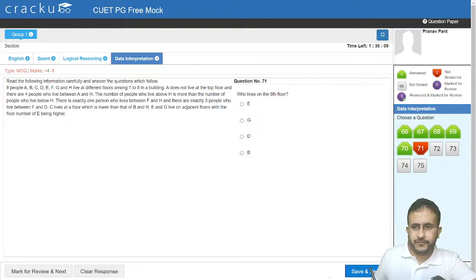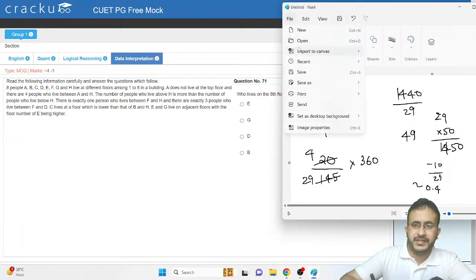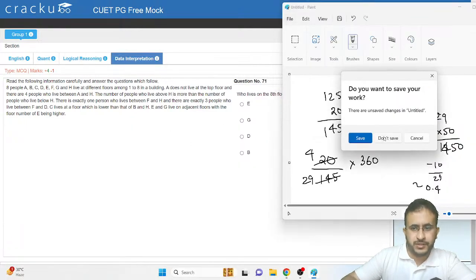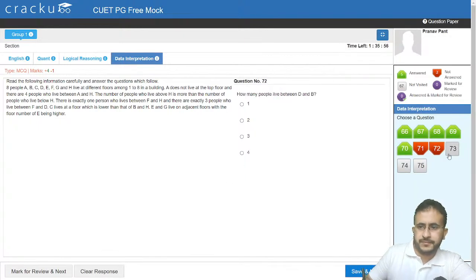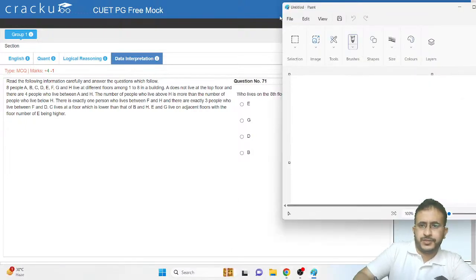Okay, so they have given a floor question. Isn't it a logical reasoning question in data interpretation? So let's do it. Ideally it would be chart based or... let me see. Okay, so let's do this question.